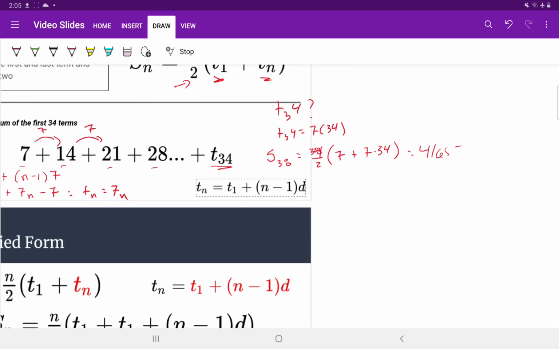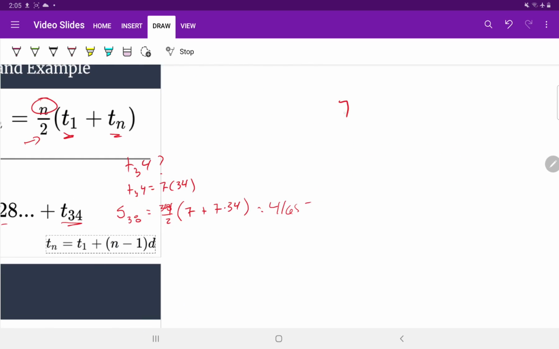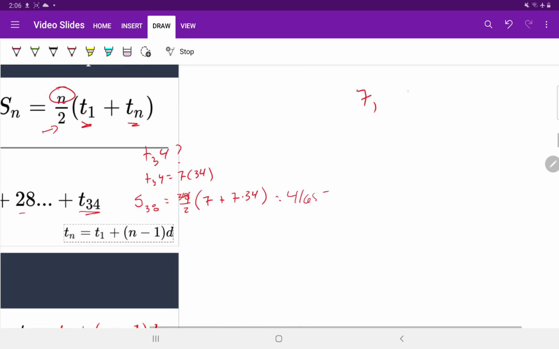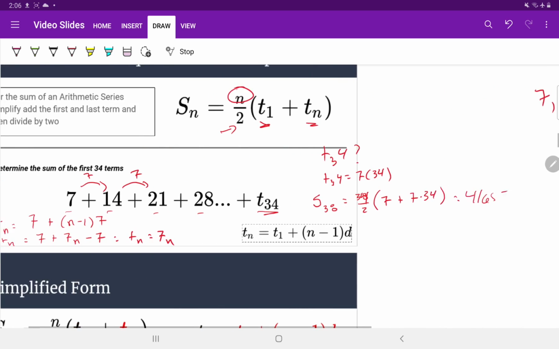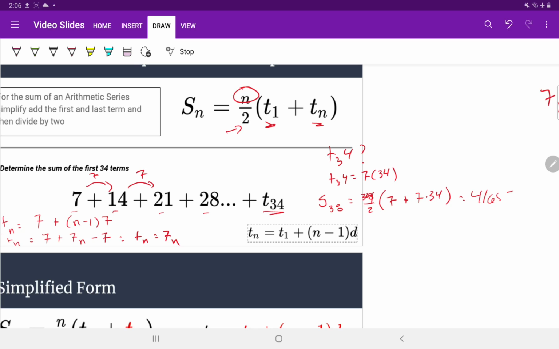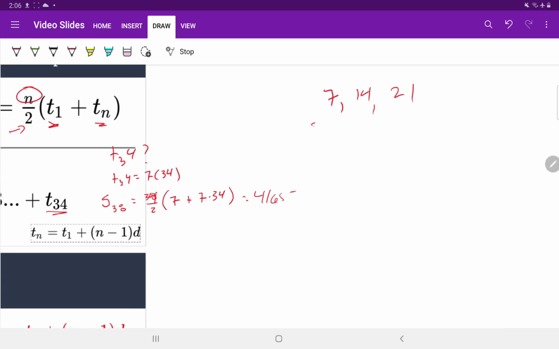And by the way, I can recreate what Frederick had there because we know that the first term is going to be 7, and then 14, and then 21. And since we know we end with 7 times 34, which gives us 238, we end with 238. If I minus 7 from that, we get 231. I minus 7 from that, we get 224. And if I actually sum these together, so 238 plus 7 gives me 245.